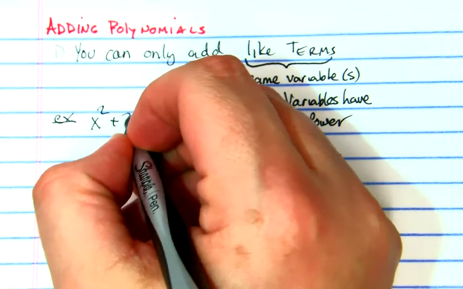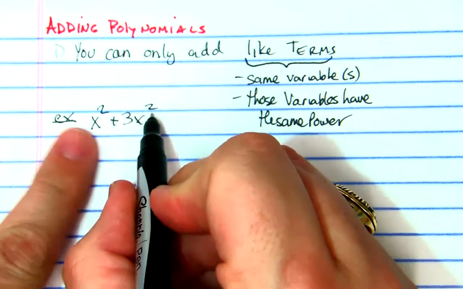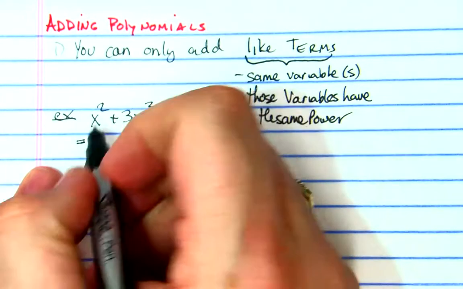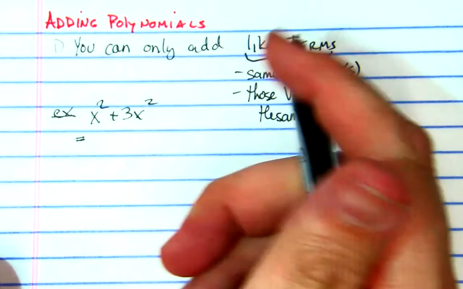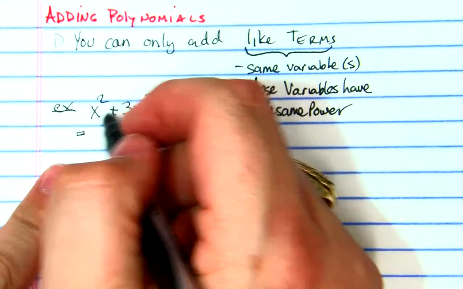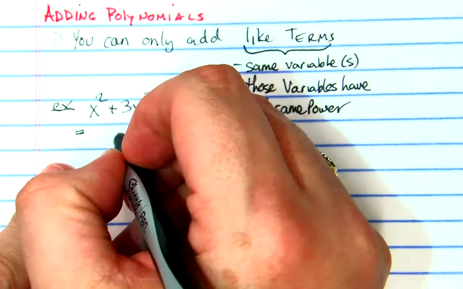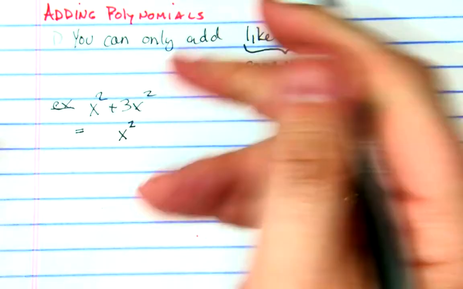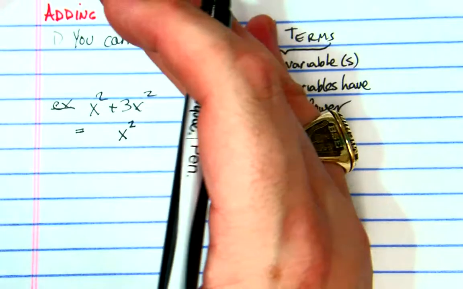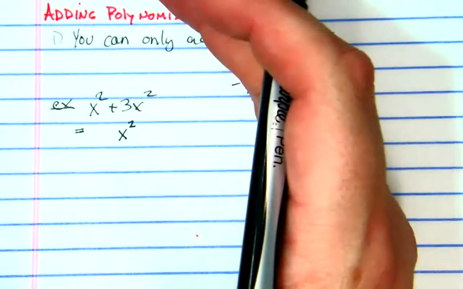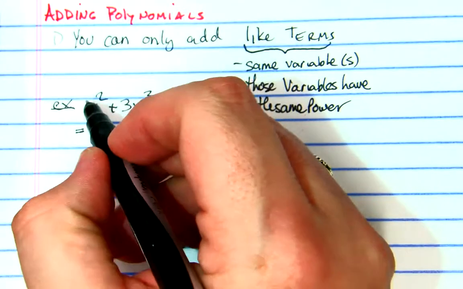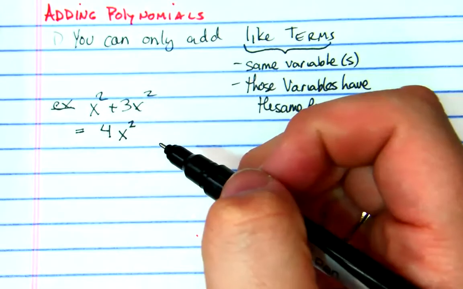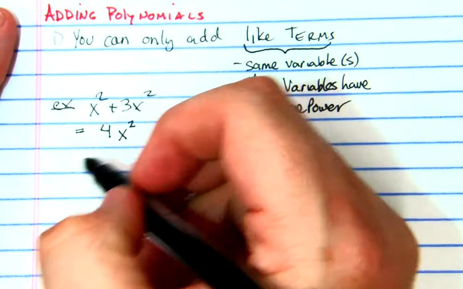X squared plus 3x squared. Because there are x's and they're both squared, we can add those together. In class, I've been talking about making piles. We're basically making a pile of x squareds. So, we never change the variable when we're adding them together because we're making a big group of them. It's like making a group of desks, making a group of pencils, or something like that. We're making a group of x squareds. I got 1 here, 3 here. 1 plus 3 is 4. So, we can only add stuff like that.